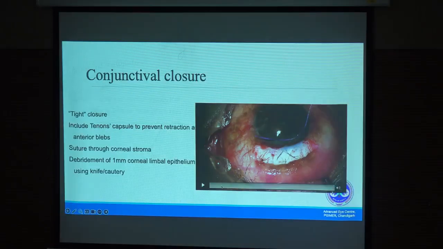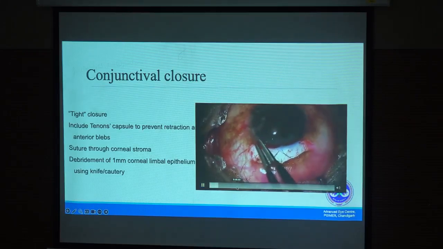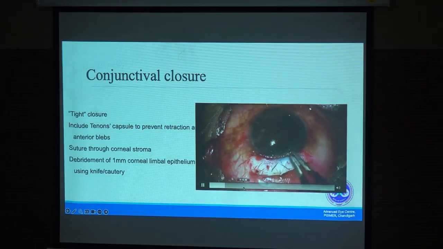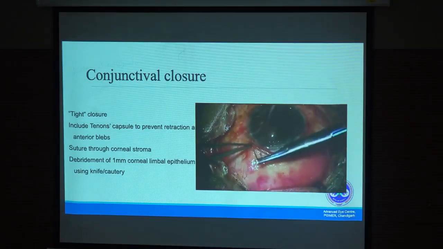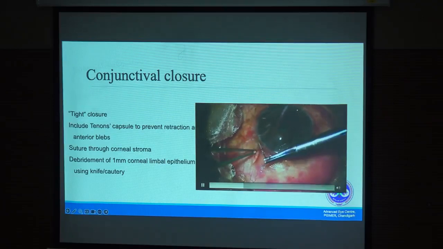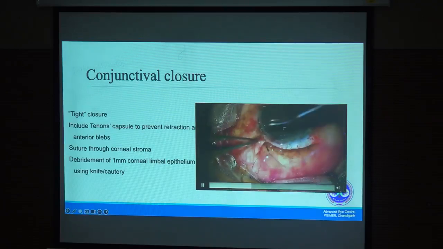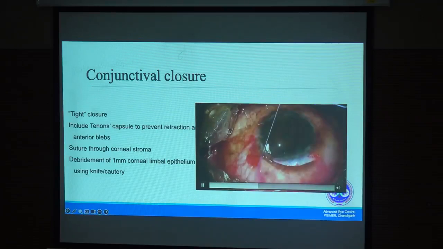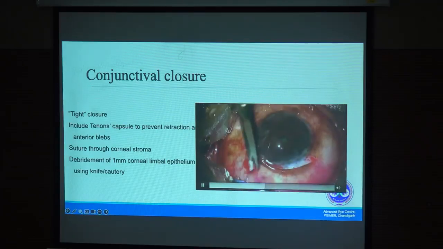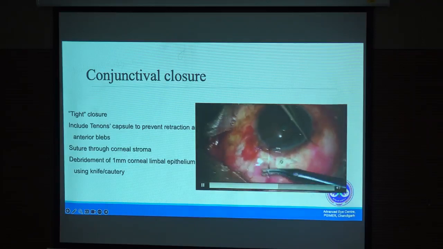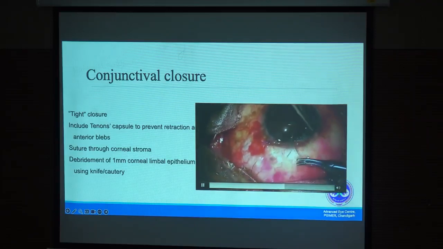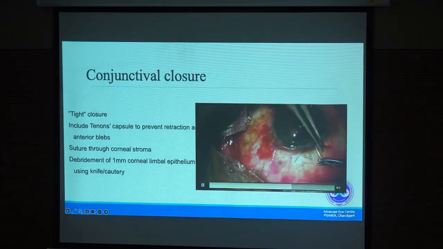Of course, the last part of the presentation is the closure of the conjunctiva. For a fornix-based flap, you need a tight closure. First, deepithelize the limbus, then take two wing sutures with a 10 nylon or an 8 Vicryl. It should be tight actually. I am tightening the sutures.